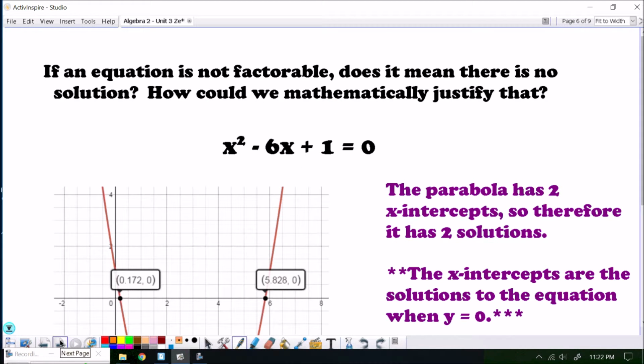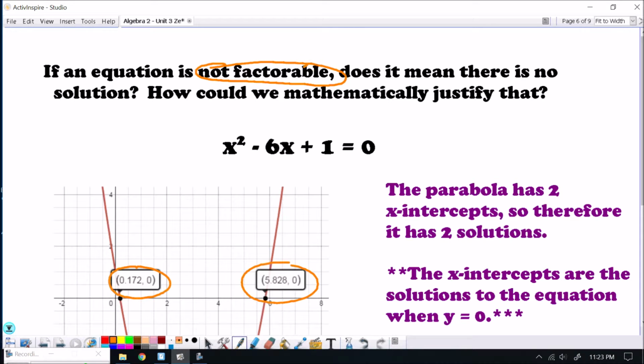Okay, so if an equation is not factorable, what do we do? Does that mean that there's no solution, there's no x-intercepts? Well, we have to remember that our x-intercepts can be things other than whole numbers. So for the example of this graph here, I've got two x-intercepts that are decimals.